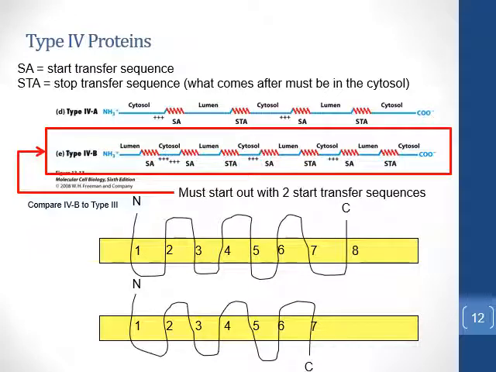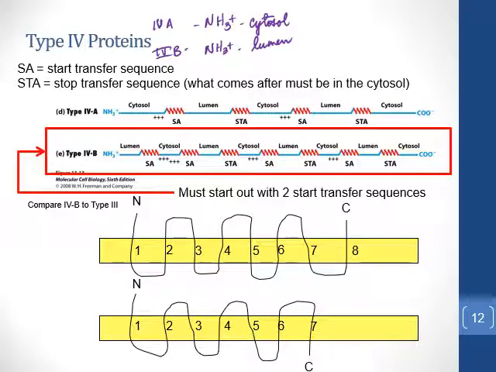Now, when it comes to multipass transmembrane proteins, we've ignored something up to this point. We haven't said anything about where the amino terminus or the carboxy terminus is. Well, it turns out that for multipass transmembrane proteins, you have to divide them into type 4A and 4B. A 4A protein always has the amino terminus in the cytosol, and this is a 4A. A 4B always has the amino terminus in the lumen of the ER.